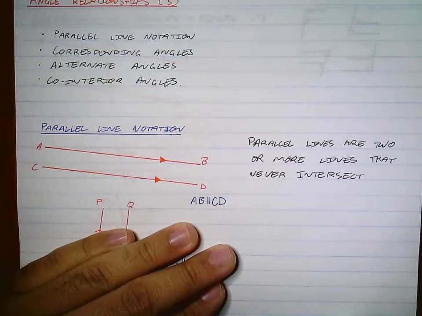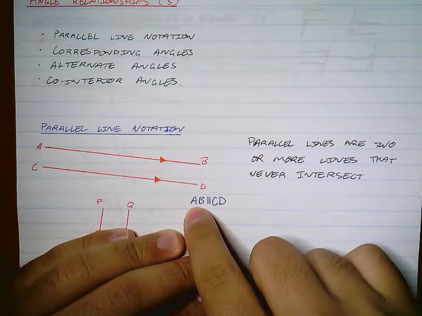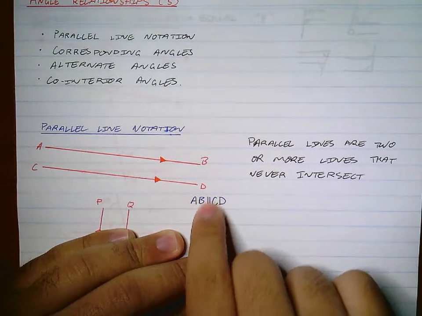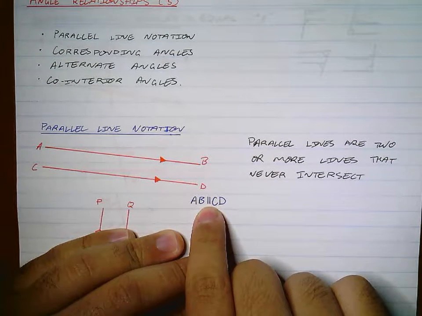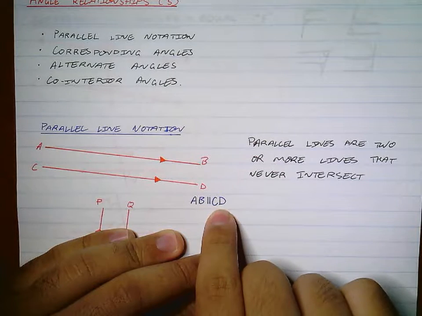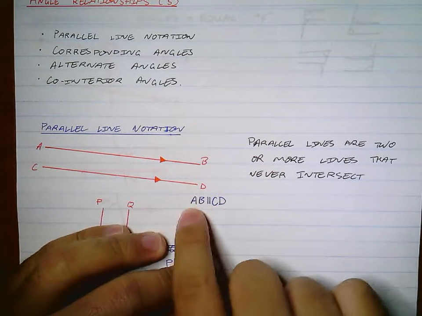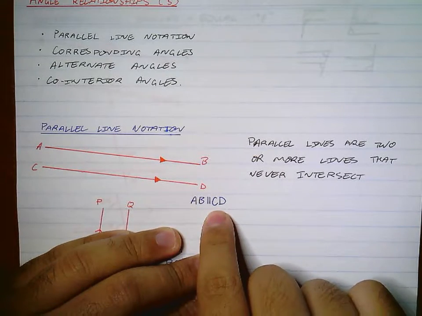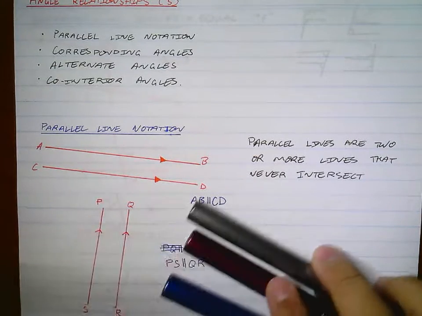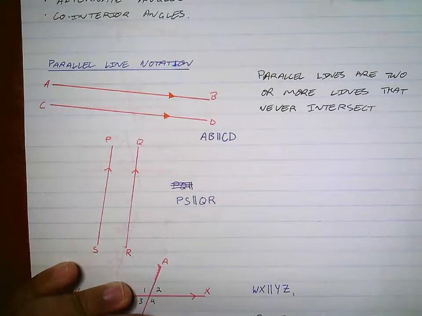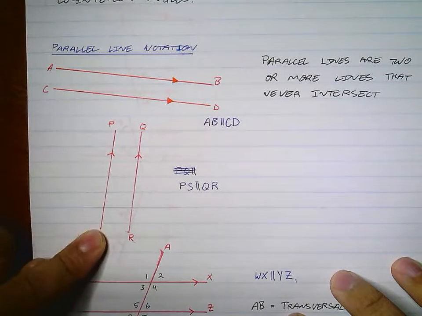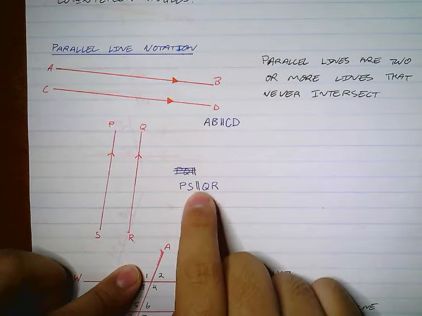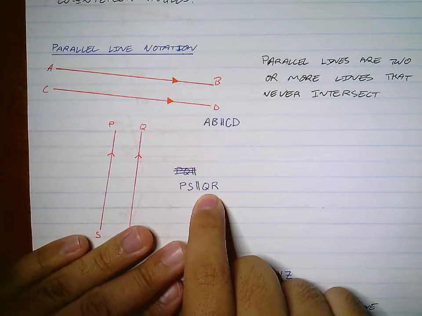And because of this, we can use the notation AB, so this line AB, and two vertical lines like that means is parallel to CD. So this statement here reads as AB is parallel to CD. Here's another example here. I wrote it as PS and QR. So PS is parallel to QR.